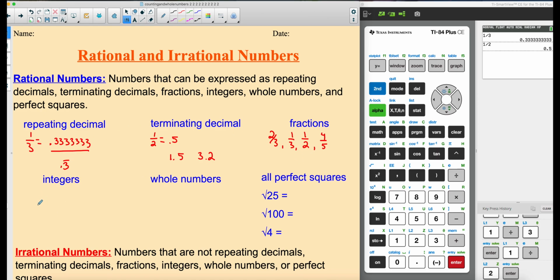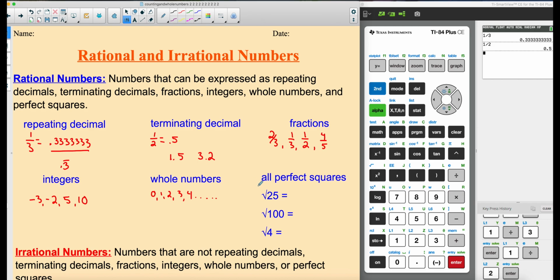Then, of course, we talked about integers last week. Remember, integers are both positive and negative numbers. So, -3 is rational. -2 is rational. +5 is rational. +10 is rational. Negative and positive numbers are all rational. Whole numbers, simple: 0, 1, 2, 3, 4, and on and on and on it goes. They are all rational.